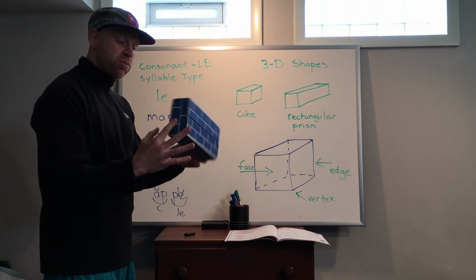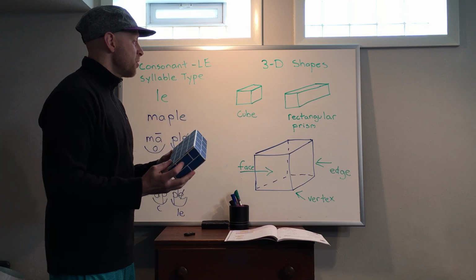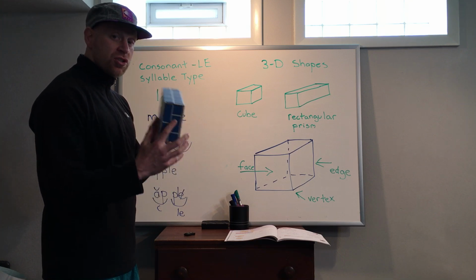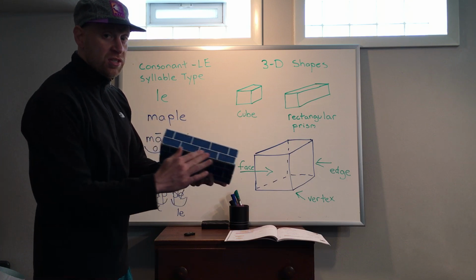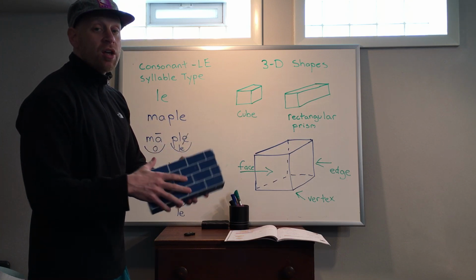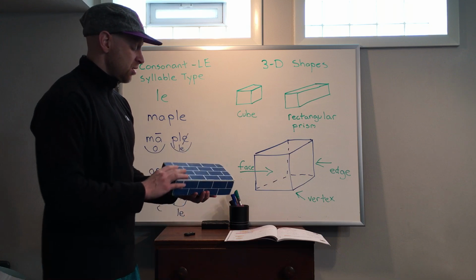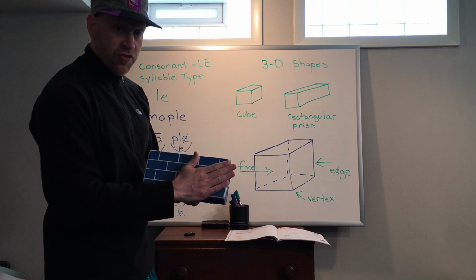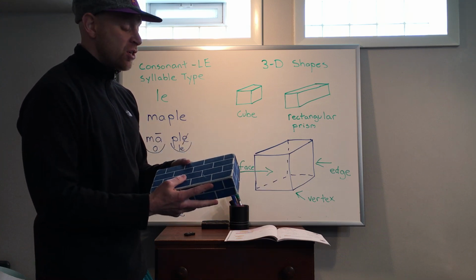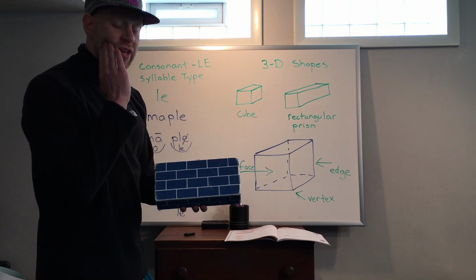Now if you look at this block, it's one of the boys' blocks that I just happened to grab. You can tell this is a rectangular prism. How? Well, all the faces are rectangles in this case. So this flat surface that makes up this rectangular prism is called a face.